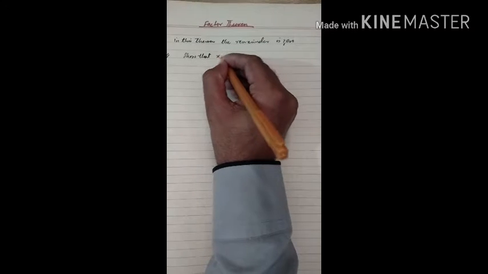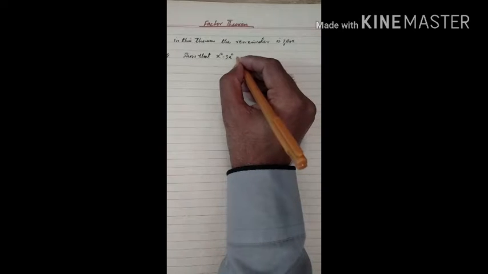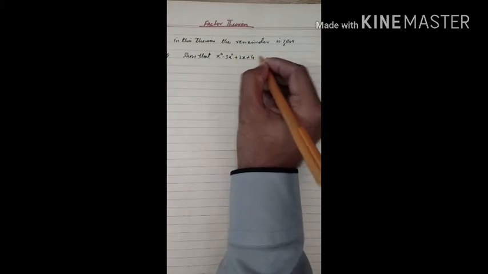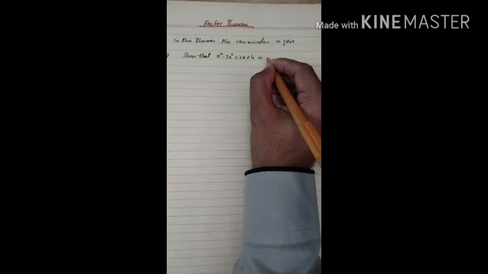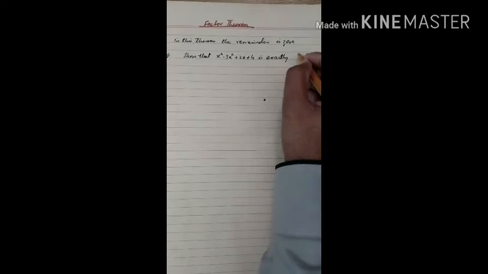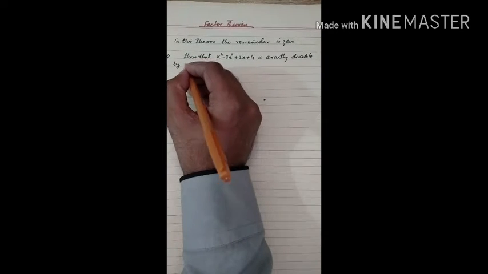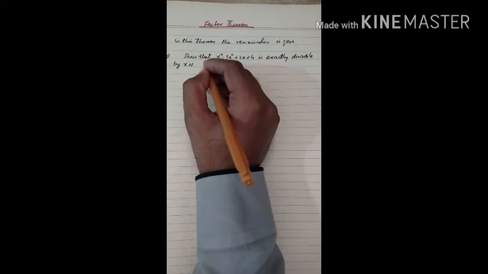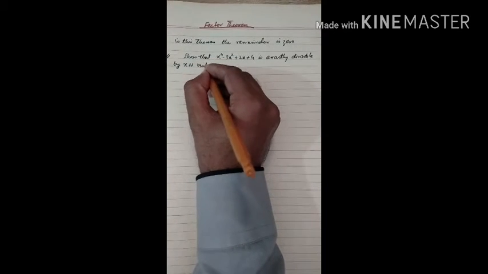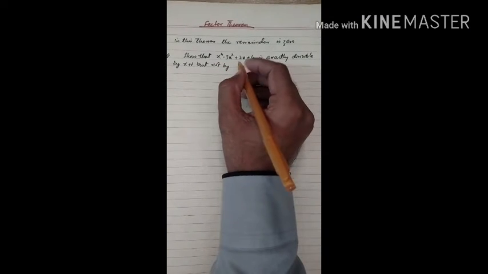Show that x power 4 minus 3x square plus 2x plus 4 is exactly divisible by x plus 1 but not by x minus 2.